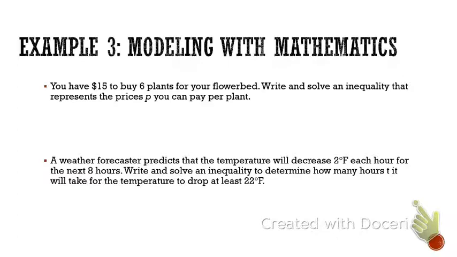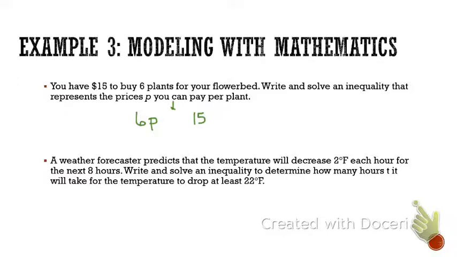You need to write and solve an inequality that represents the prices that you can pay per plant. So remember what I told you about writing an inequality. We always want our total to be on one side of the inequality, and in this case you want it to be after the inequality because you want your variable to come first. So the total amount of money that you have is $15, right? And you know that you have to buy how many plants? 6 plants, but you don't know what those prices can be.